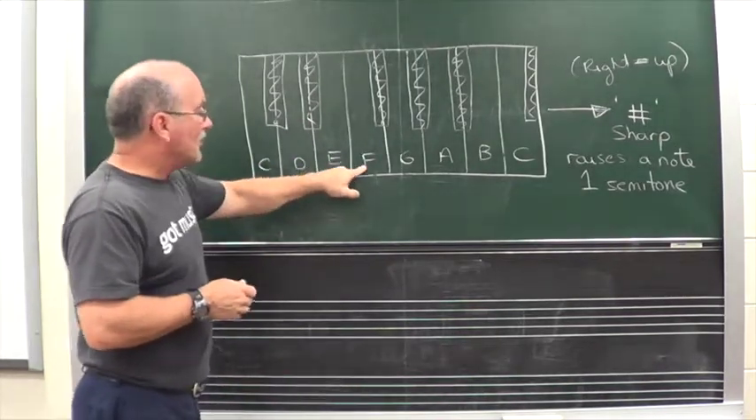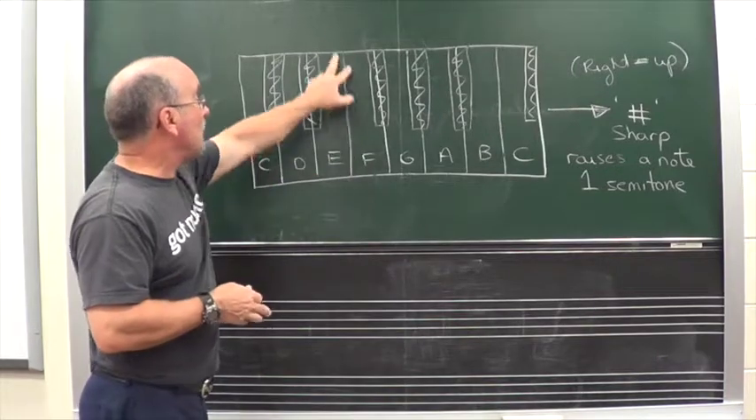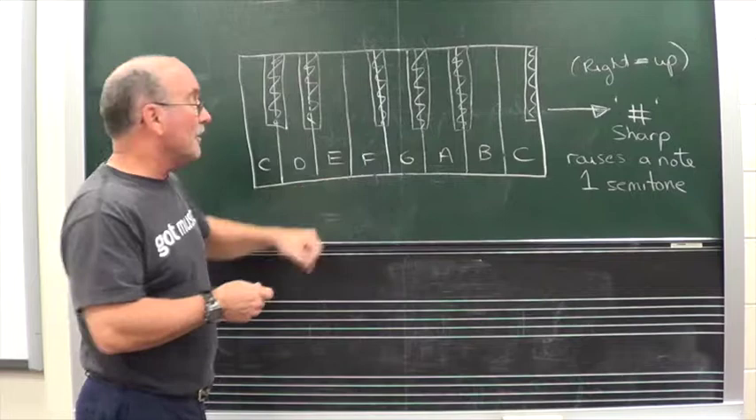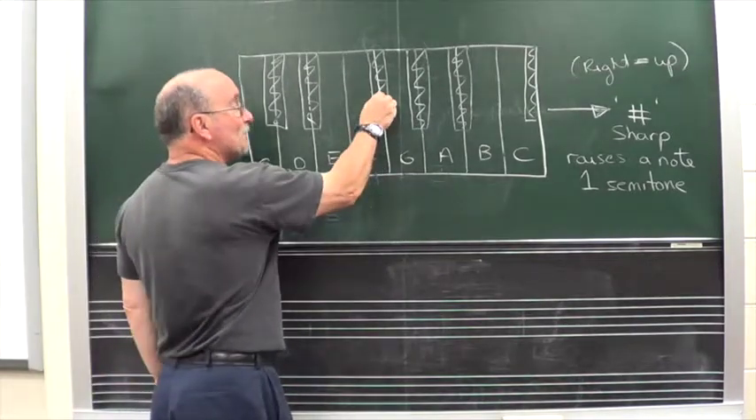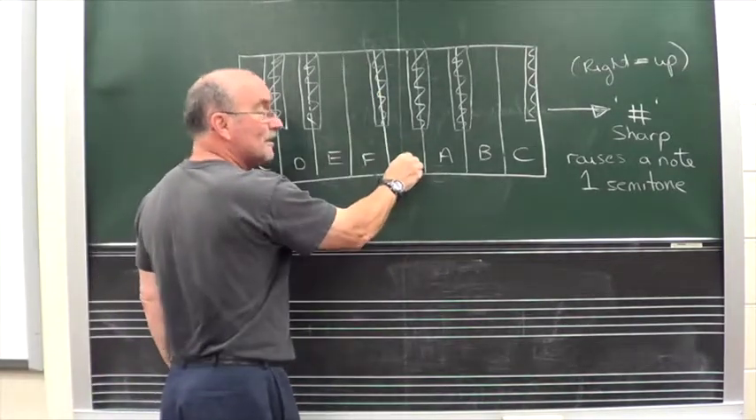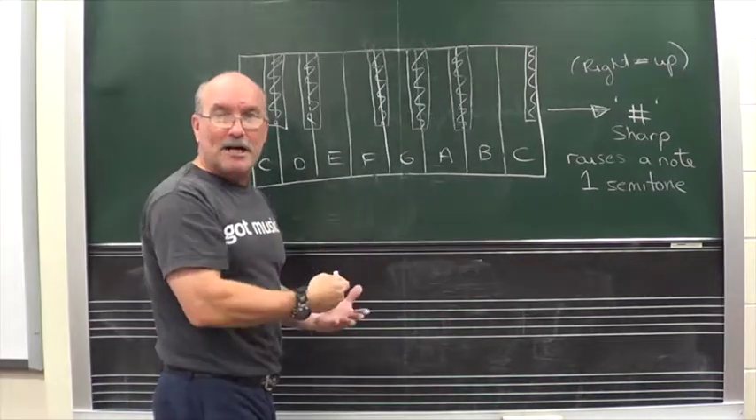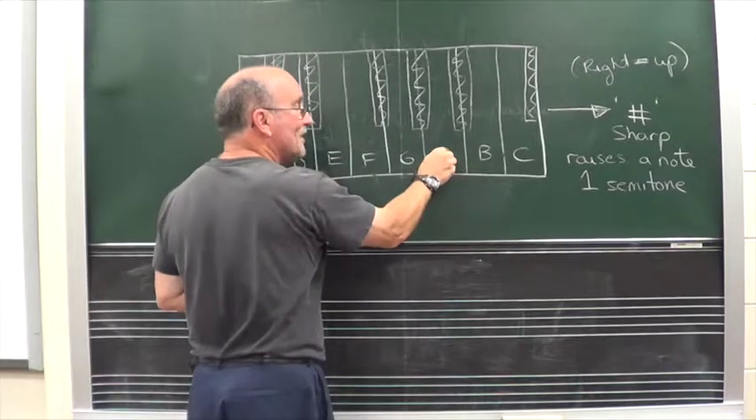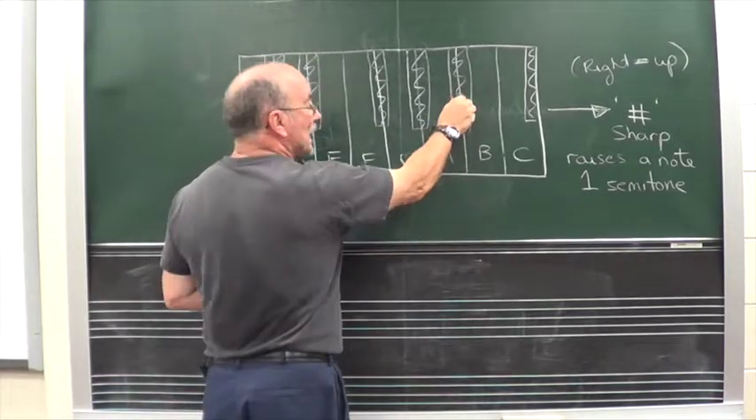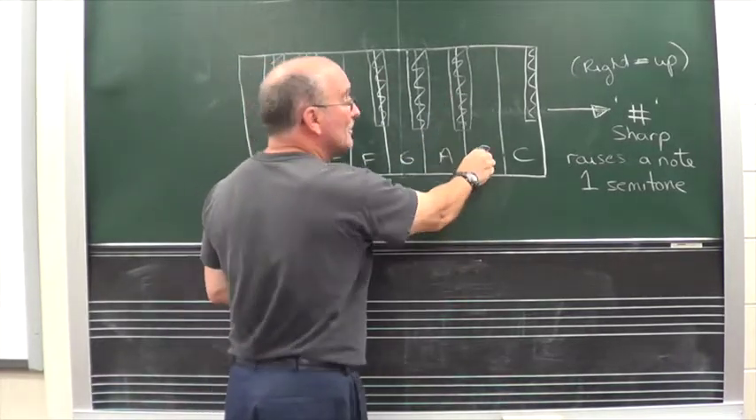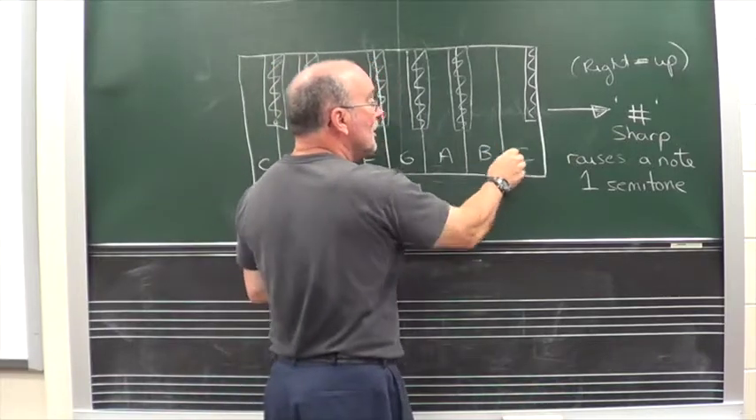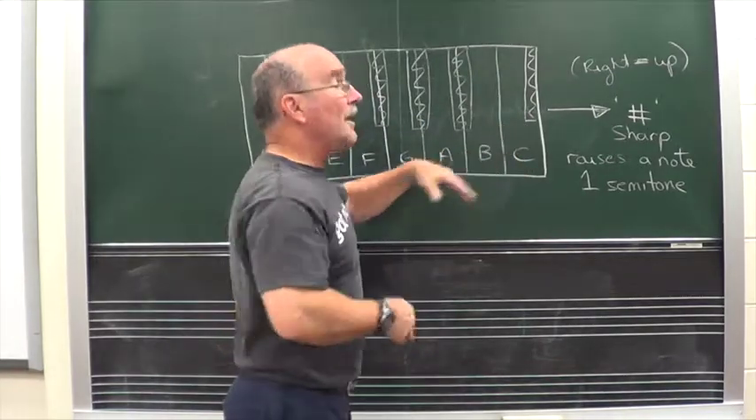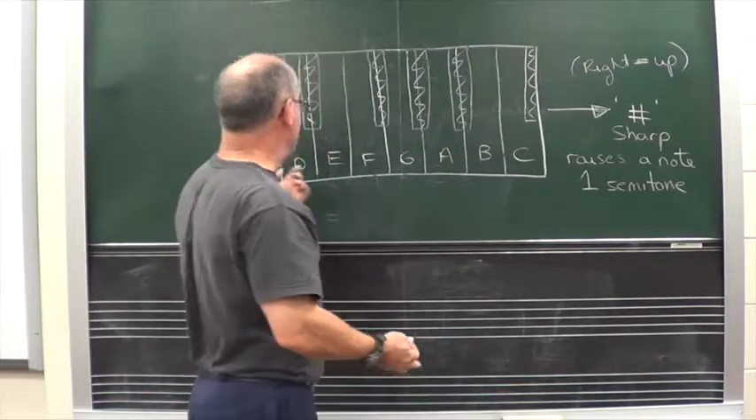Now from this white key to this white key is also a semitone. Why? Because there's no black key in between. So there's an exception right there. Then from this white key to this black key, semitone. Black key to white key, semitone. But they have to be beside each other. White key to black key, semitone. Black key to white key, semitone. Here, between B and C, is also a semitone because there is no black key in between. And we start all over again at C.